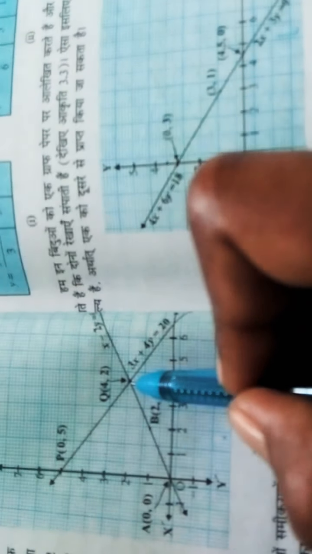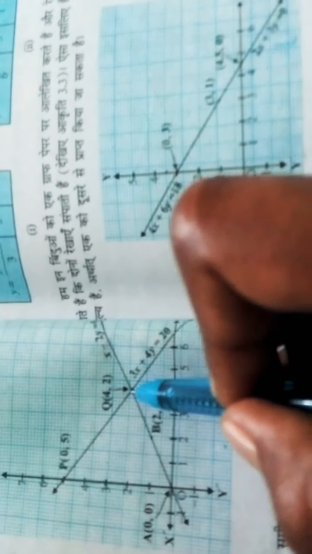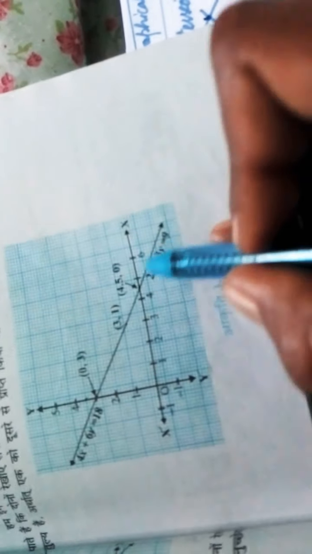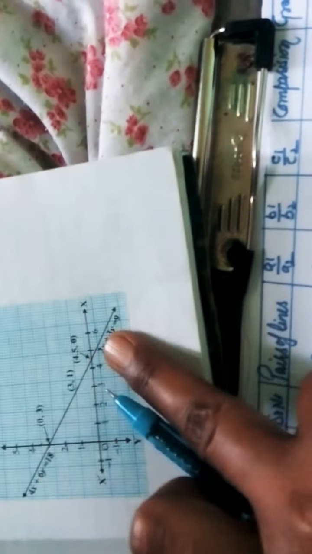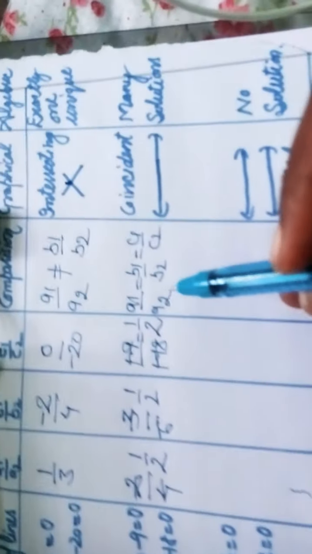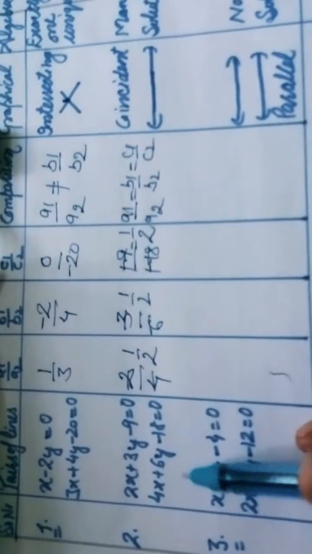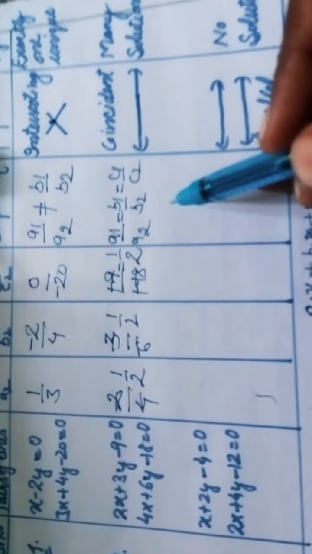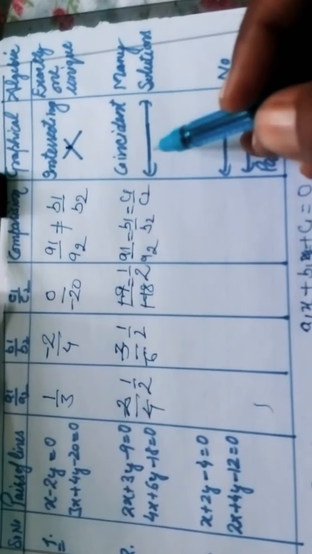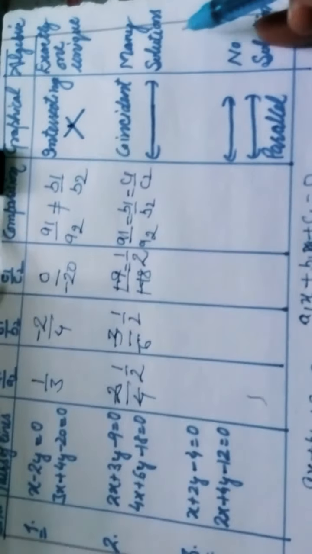In intersecting lines you can see that there is only one solution, where they have a common point. But in this graph they have many common points. Every point of both of these equations is common to each other. So this type of graph has many solutions. The condition will be: if the ratio of A1 upon A2 is equal to B1 upon B2 is equal to C1 upon C2, then the lines will be coincident and will have many solutions.